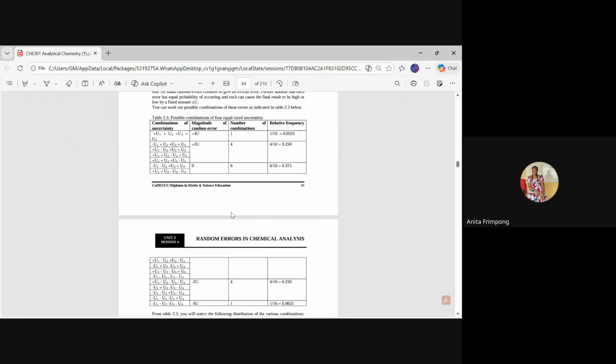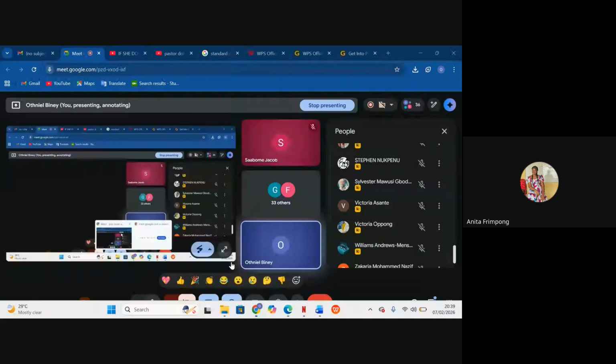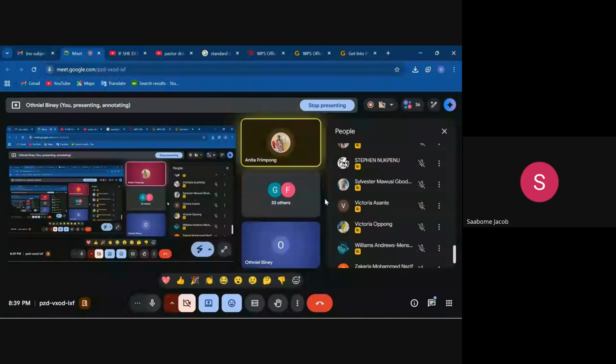How is he counting it? Is he counting the U's individually? Is that what he's doing? Jacob, I think so. Don't count the U's individually, count the combination as one.